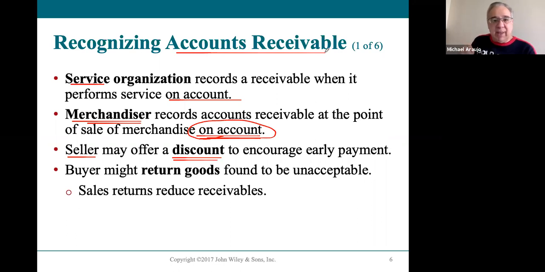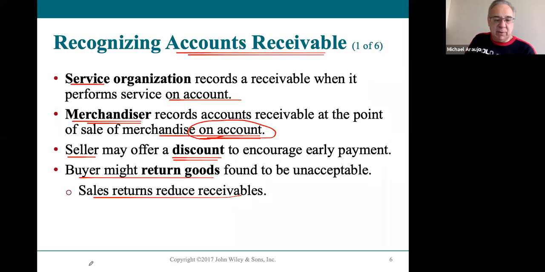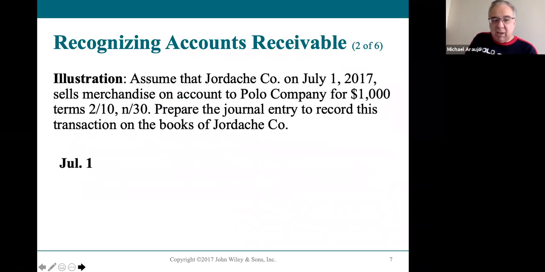How do you value something where, A, a discount could apply, and B, some businesses might go out of business and not be able to pay? So how do you value something like that? And then, of course, accounts receivable change when you sell merchandise on account and the buyer returns that stuff. So what you thought is a receivable, you're not going to get because they returned the merchandise. So again, sales returns and allowances reduce those receivables. You saw that again from chapter 5. So this is all too familiar. You know how this works.